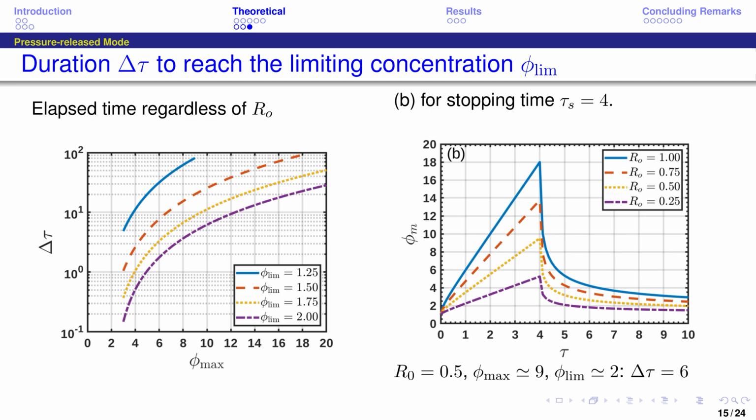Because the total time is 10 and the stopping time is 4, the relaxing time, denoted as delta t, is 6. On your left-hand side, a point with a limiting concentration of 2 and a maximum concentration of 9 gives the duration required to reach the limiting concentration. The right-hand side graph is as follows.